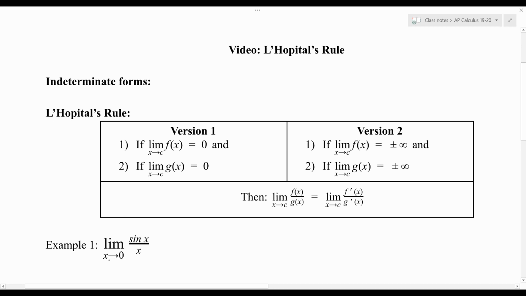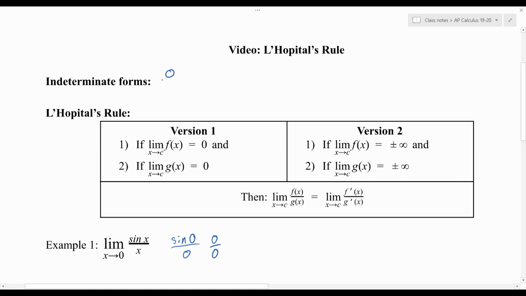If we substitute x for 0 when we take this limit, we get sine of 0 over 0. Sine of 0 is just 0, so we have 0 over 0. What are we going to do now to find this limit? What does 0 over 0 mean? We can't really tell. This is called an indeterminate form.